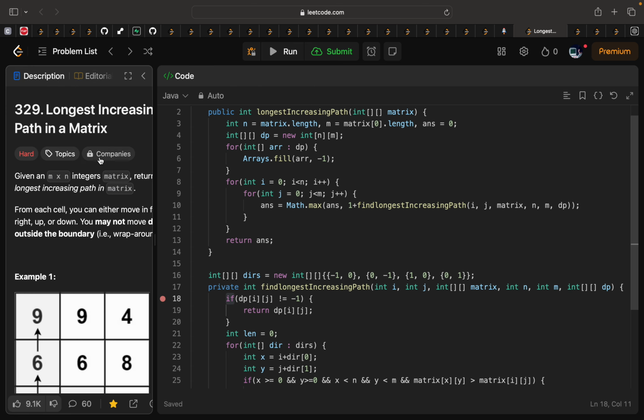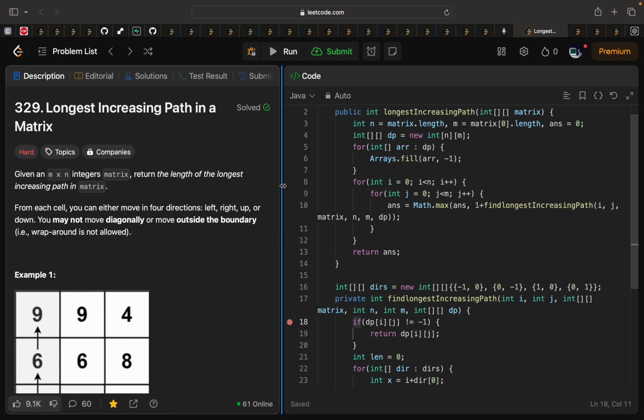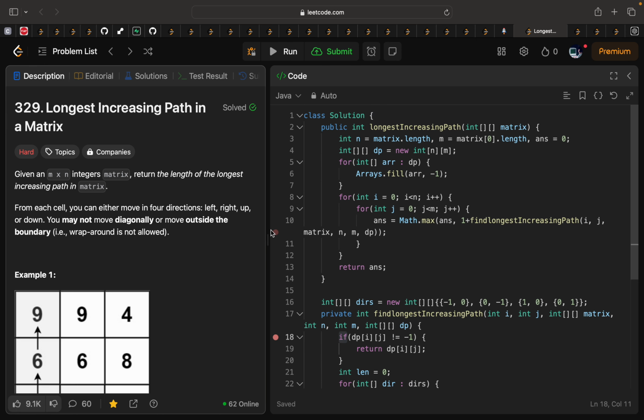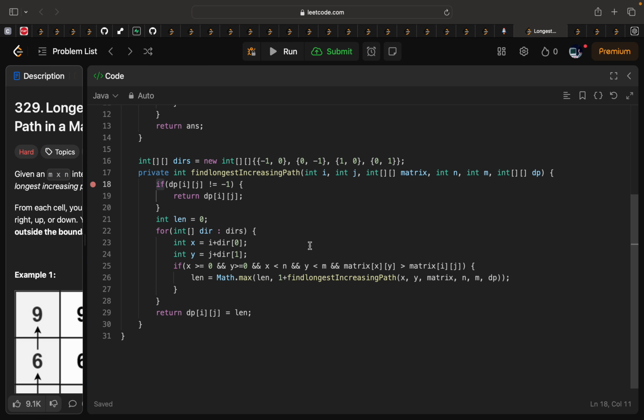Okay, so this was the problem, longest increasing path in a matrix. Okay, I think that is it.